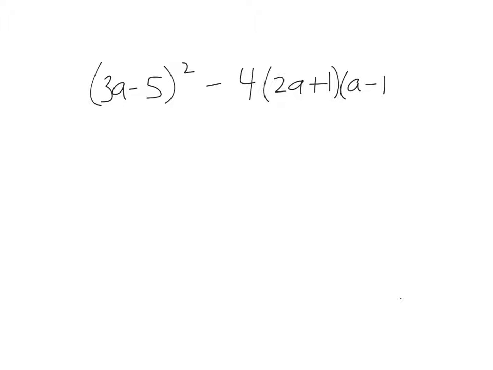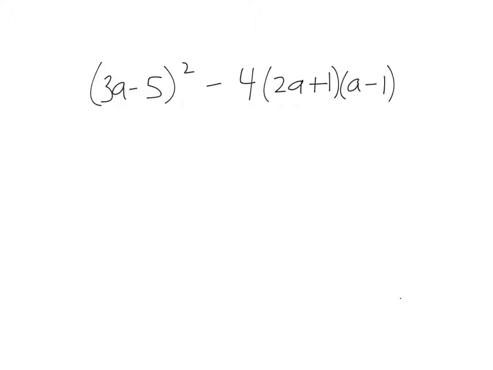So if we had something like 3a minus 5 squared minus 4 times 2a plus 1 times a minus 1. That's supposed to be simpler than the first one we just did? No, I said it's going to be harder. Why would I do a simpler one? I thought you told me it was going to be simpler. No, we're going to be working harder.